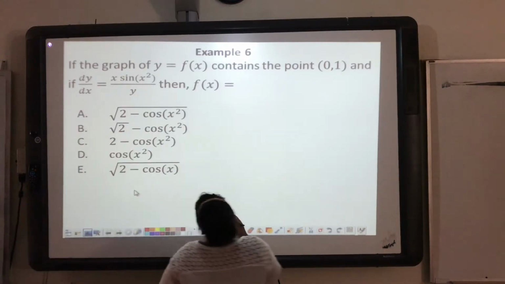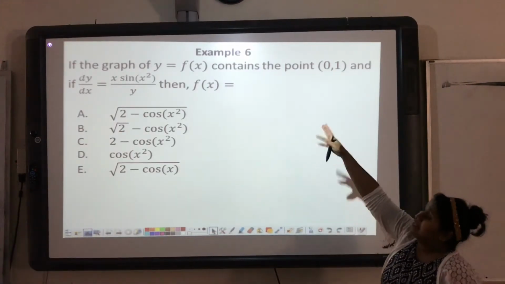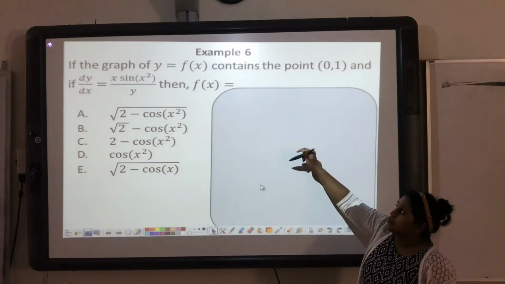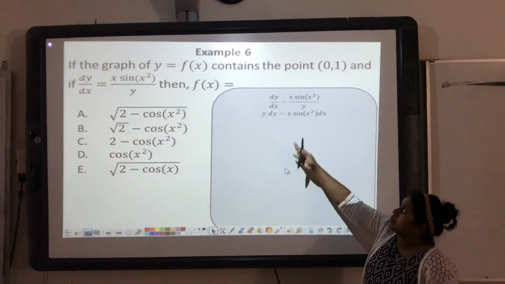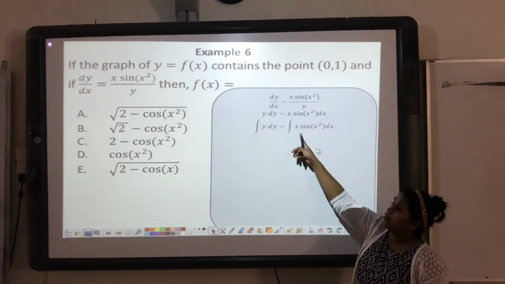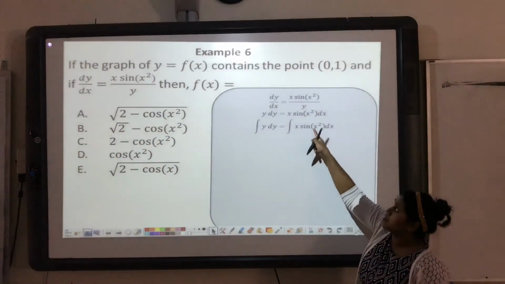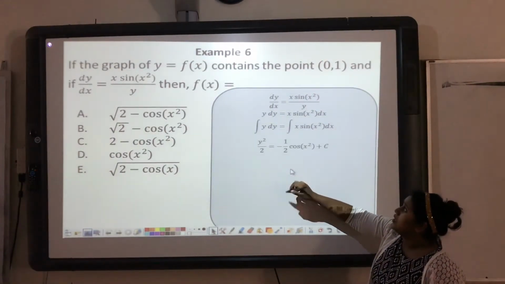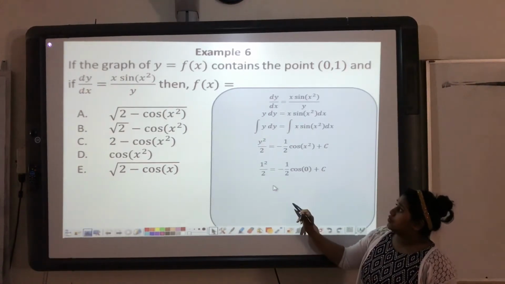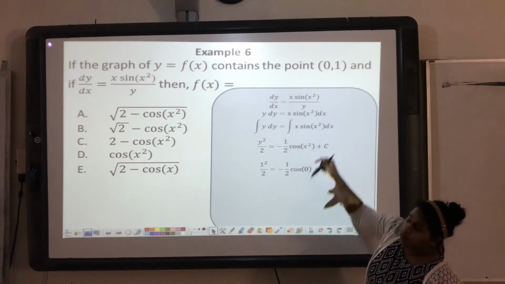Question 6 just asks, once again, if I know that it contains some points. So same thing, but this one we're just going to break it down really quick. So the first thing you're going to do is separate our variables. There it is. Then we're going to integrate it. To integrate this, you have to use u substitution. We're going to substitute u for x squared. But when we come back, it's just going to equal this. We plug in our initial condition, our (0, 1).